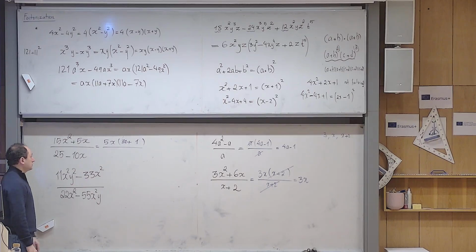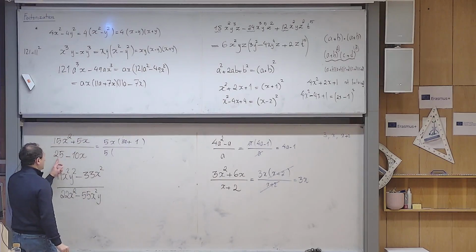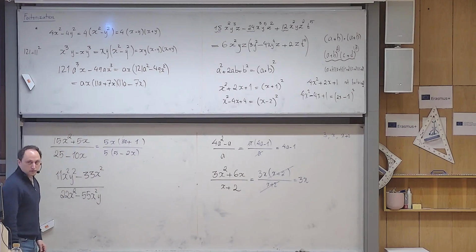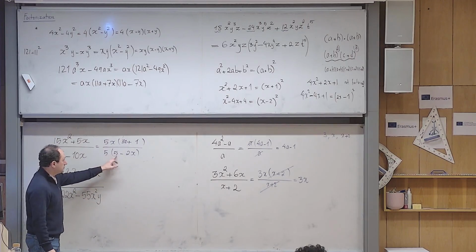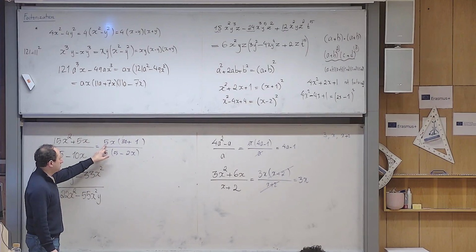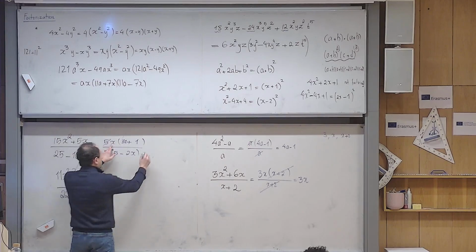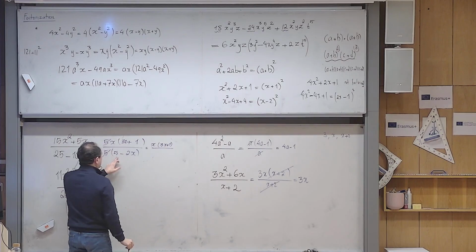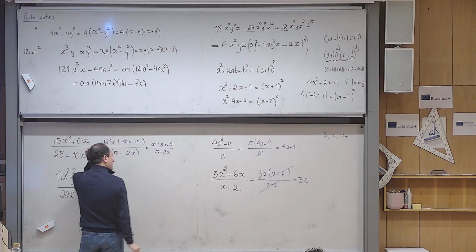What can I factorize here? Only 5. So I factor 5 out. This becomes 5 minus 2x. Can I simplify something? This 5 is a factor, and that 5 is a factor too, so I can cancel them out. So this 5 and that 5 are gone. What is left is x times 3x plus 1, and what is left here is 5 minus 2x. And I don't need pairs of brackets.